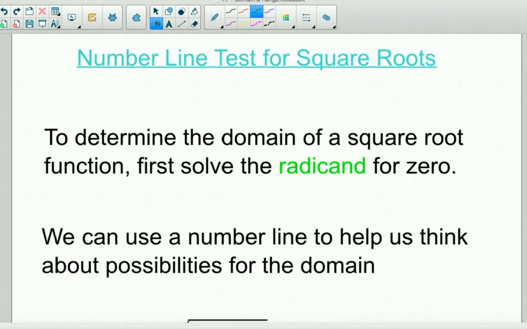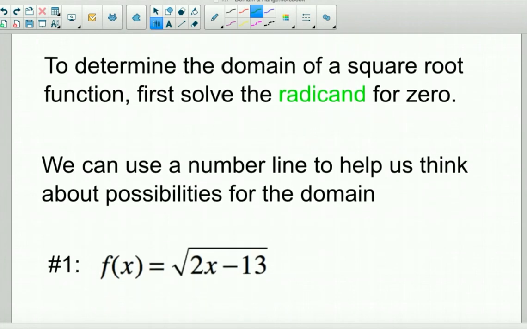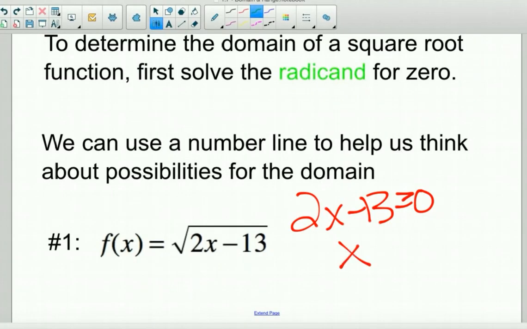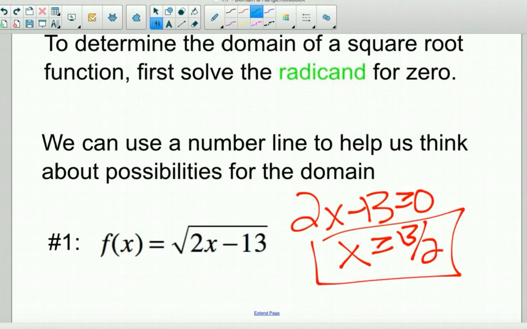What you can do for square roots, if you have problems trying to figure out where the domain is, we do this number line test. I don't think that most of you need to do it, but it's definitely helpful for certain problems too. So again, you can just take the radicand and say, okay, 2x minus 13 must be greater than or equal to 0. And you would add 13, you divide by 2, and you get x is greater than or equal to 13 halves. And that's it, right? So you'd have to put that in set builder. In interval notation, you'd be done.